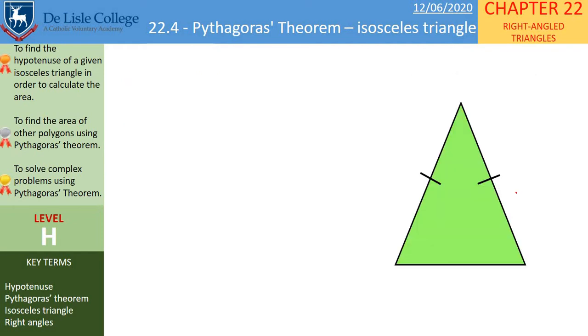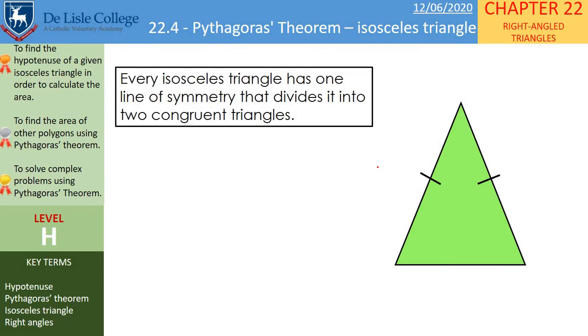Okay, so first things first, here is an isosceles triangle. We know that with Pythagoras, that works with right angle triangles. Well, an isosceles triangle isn't a right angle triangle. There are no right angles here, here or here, okay? So, well, how on earth can we find a missing side then? Well, we can do it by doing this.